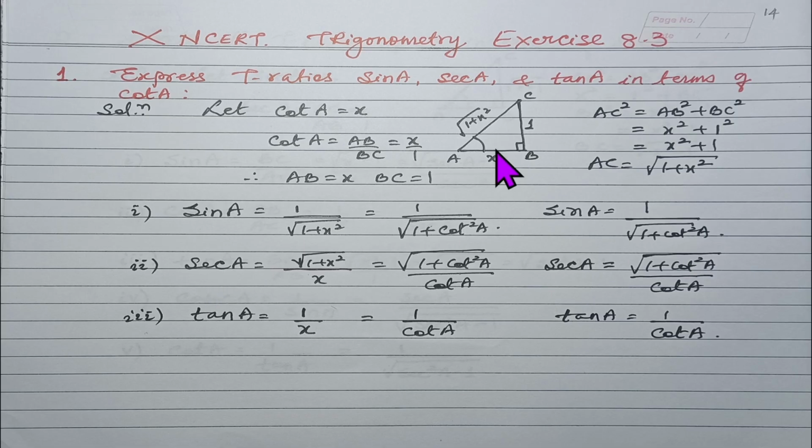Now coming to sec A, which is equal to AC upon AB. That means it is root of 1 plus x square upon x, and x is cot A. So putting x as cot A, we get root of 1 plus cot square A upon cot A. Therefore sec A is equal to root of 1 plus cot square A upon cot A, which expresses sec A again in terms of cot A. Now tan A is equal to 1 upon x, and 1 upon x is 1 upon cot A. Therefore tan A is equal to 1 upon cot A. I have expressed tan A in terms of cot A. So that is how we solve this example, expressing sin A, sec A and tan A in terms of cot A. Please understand that.